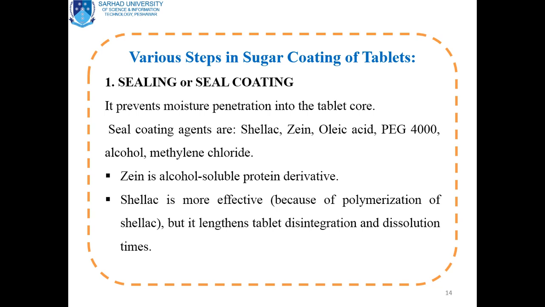In the case of zein, an alcohol soluble protein derivative, shellac is more effective because of the polymerization of shellac. But shellac lengthens the tablet disintegration and dissolution time on aging. That is one of the drawbacks of using shellac. So zein, the alcohol soluble protein derivative, is preferred over shellac. Why do we choose zein rather than shellac? Although shellac is more effective, it lengthens the disintegration and ultimately the dissolution time because of its polymerization, as has been reported.